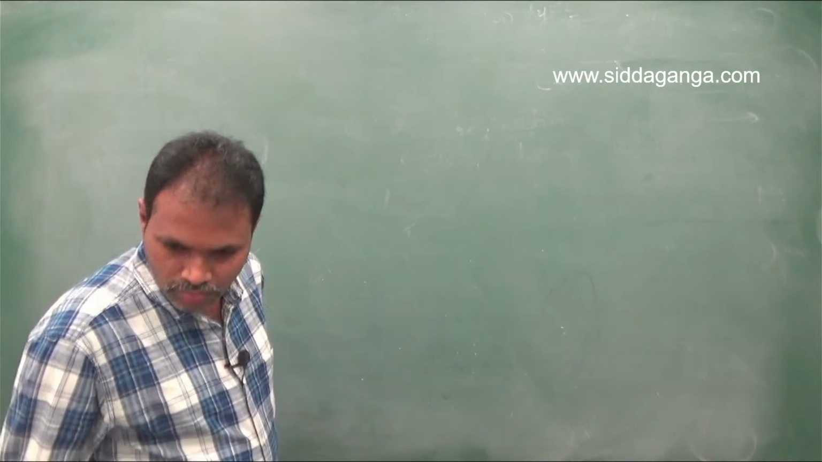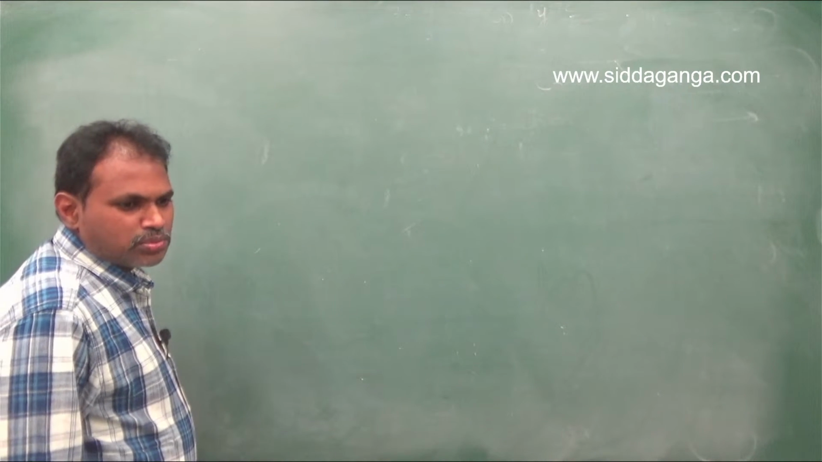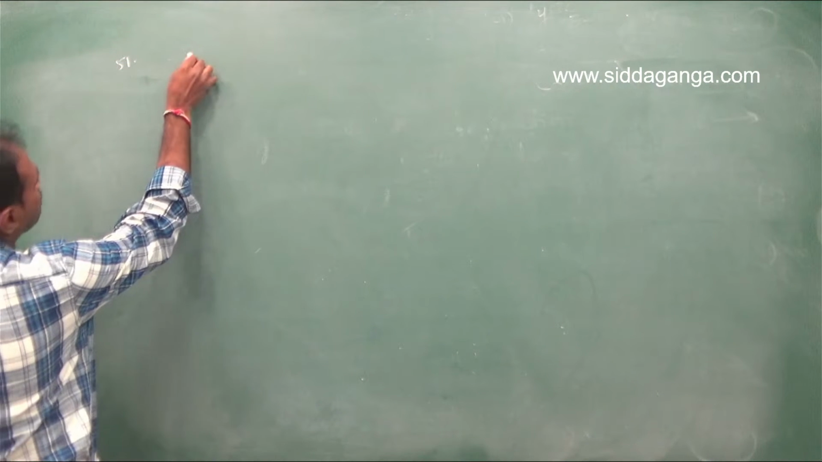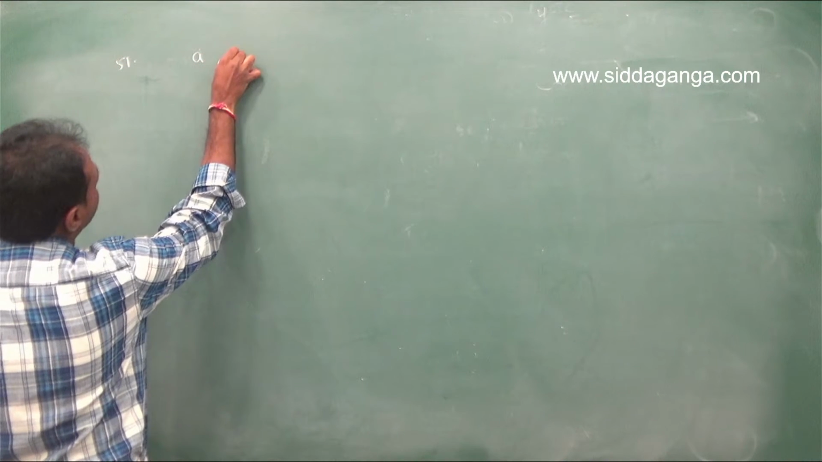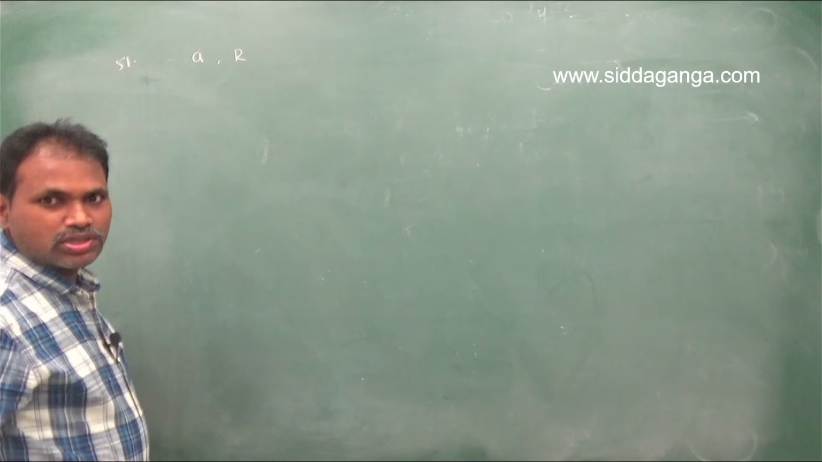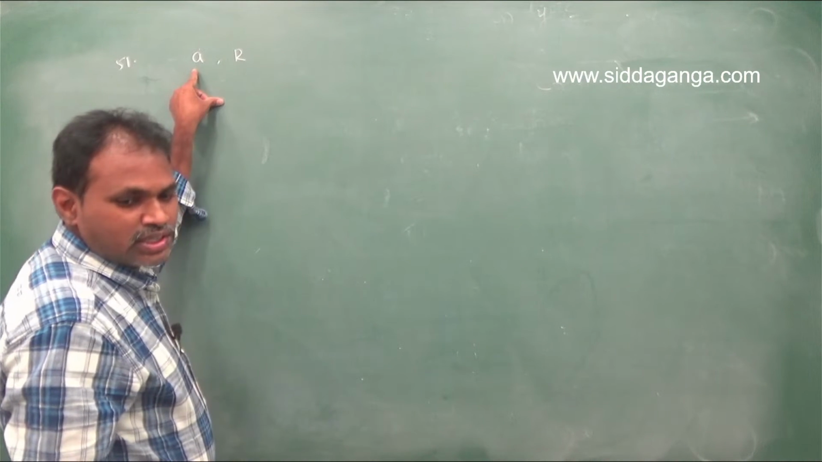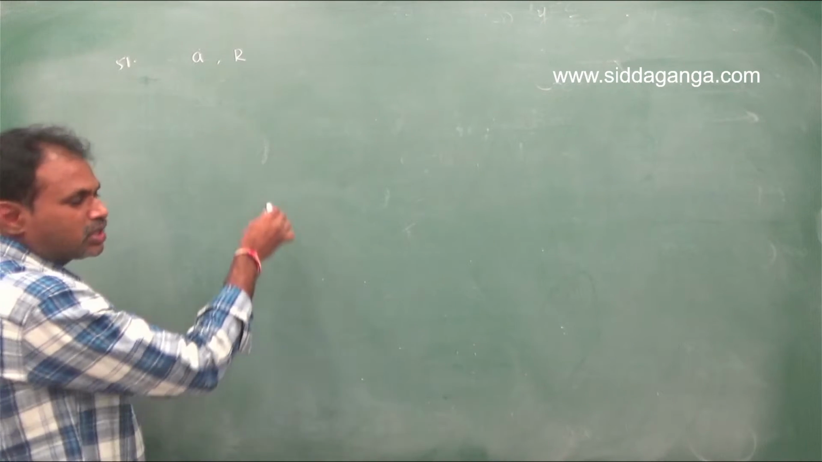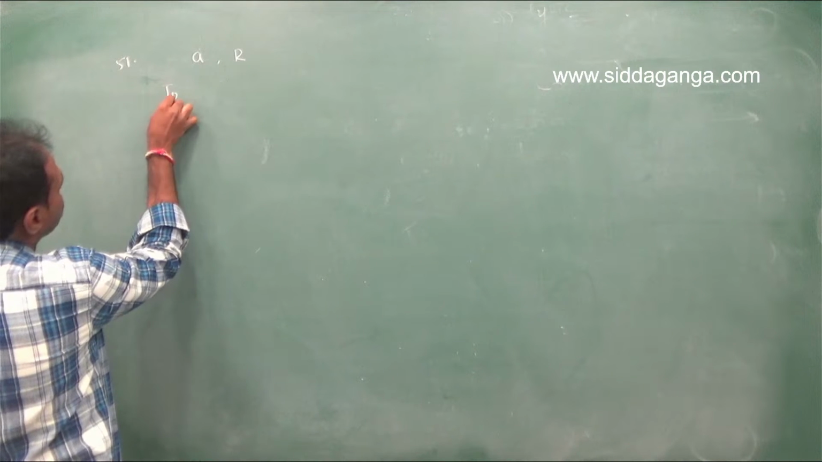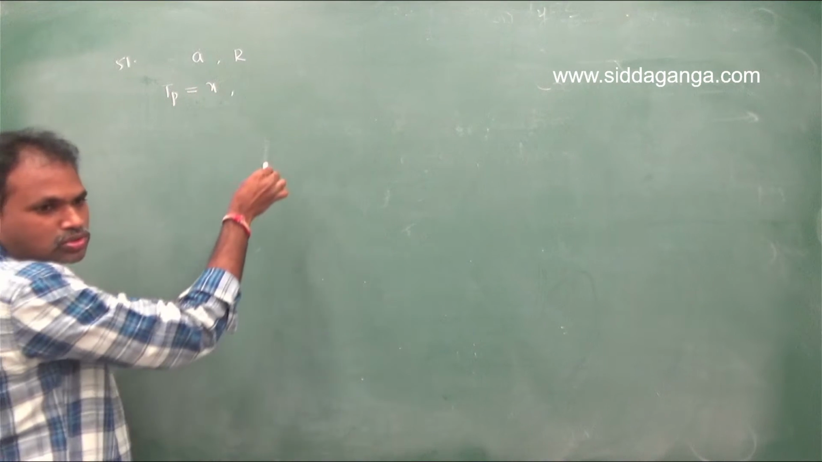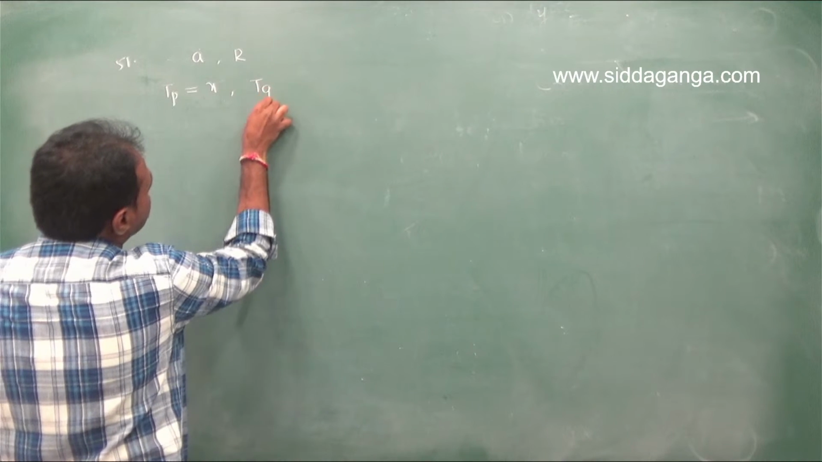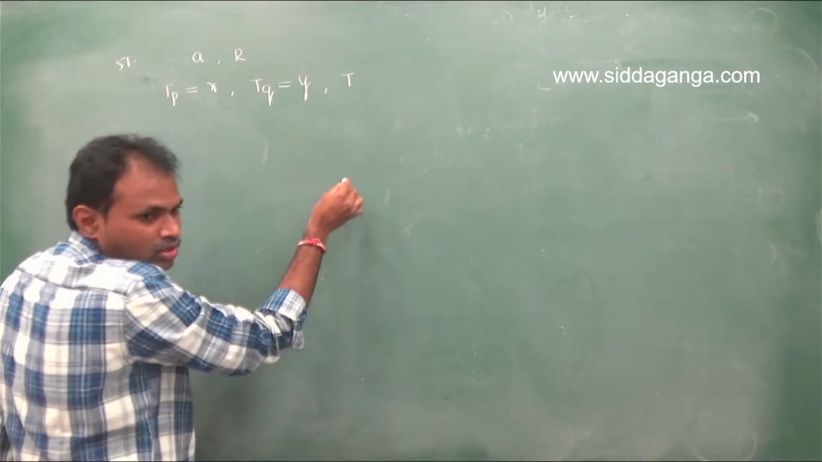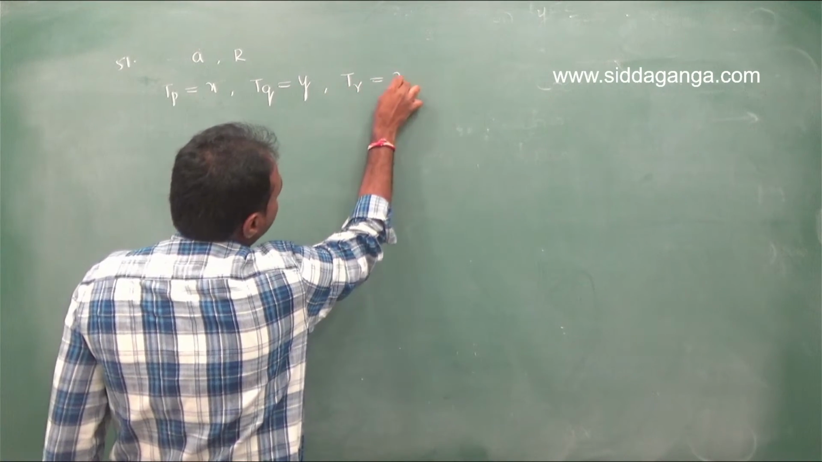Here, pth, qth and rth terms of a GP. Now let small a be the first term and capital R the common ratio of the GP. Then the pth term Tp equals x, the qth term Tq equals y, and the rth term Tr equals z, as given.